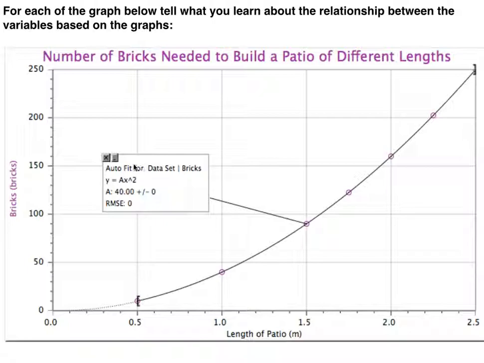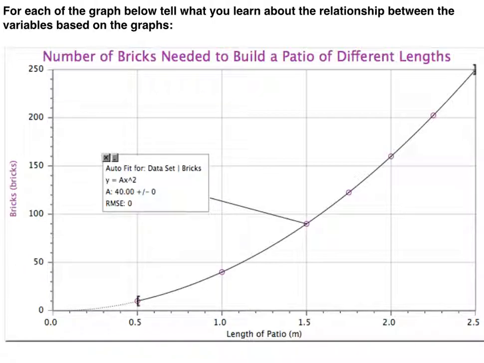Here's one where we're plotting the number of bricks needed to build a rectangular patio with a certain proportion versus the length of the patio. And you could see that this is an increasing relationship, but it's not linear. When you double the size of the patio in terms of its length, you'll need 4 times the number of bricks. The expression to predict the number of bricks would be bricks equals 40 times length squared.